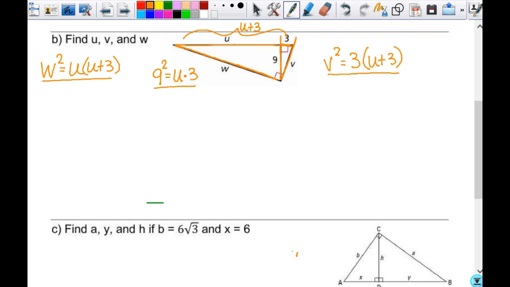Say that one, I misunderstood. What did you say? The second one, because it's a leg. The leg is the geometric mean of the piece that's attached to it and the whole thing. Okay, does that make sense? What are we confused about?